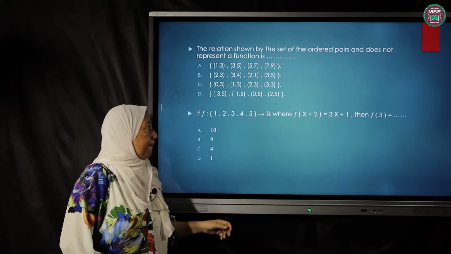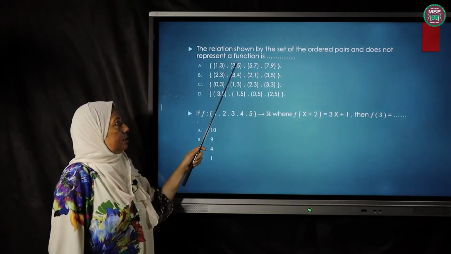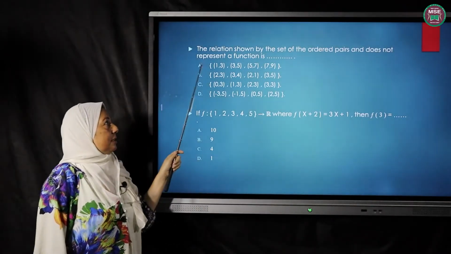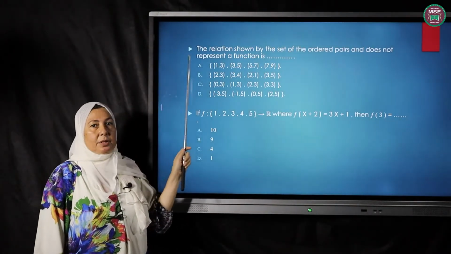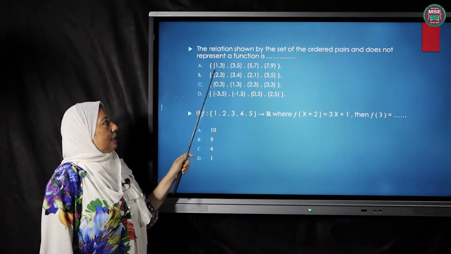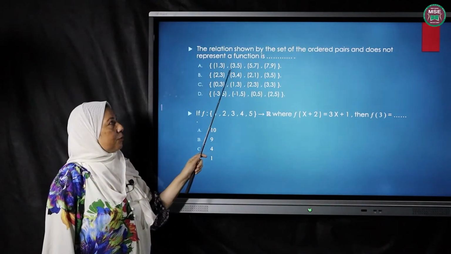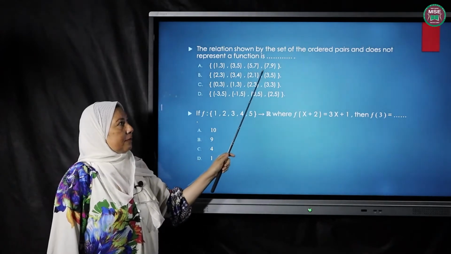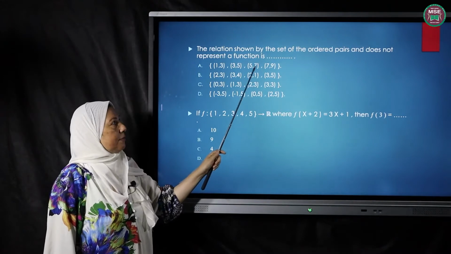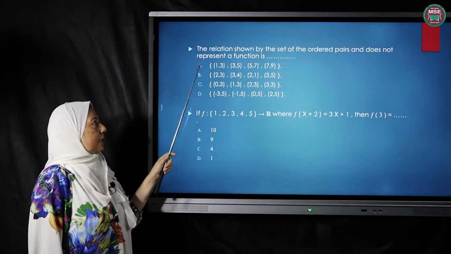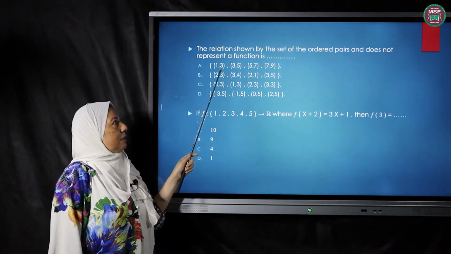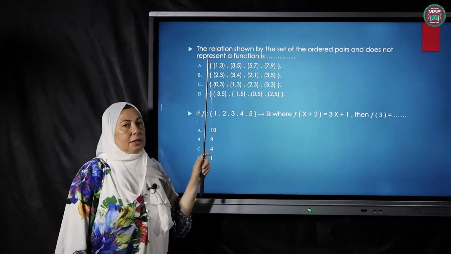Another example. The relation is shown by a set of ordered pairs, using ordered pairs, not a figure. The elements in the first position are 1, 3, 5, 7. Therefore, its domain is 1, 3, 5, 7. The codomain is the second position, in the set y: elements 3, 5, 7, 9.